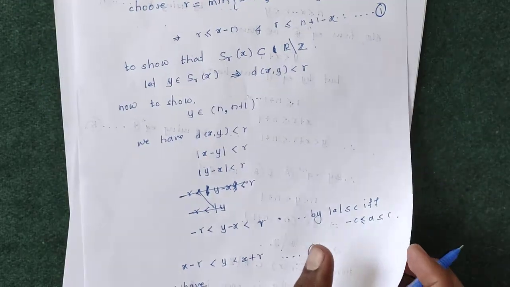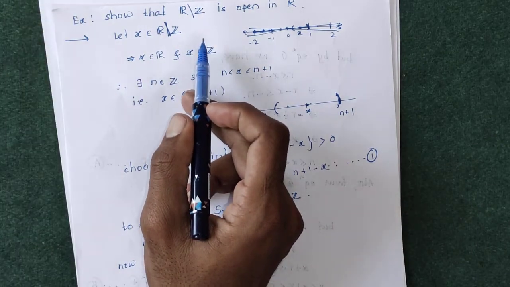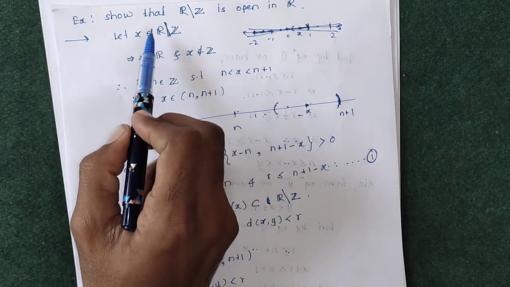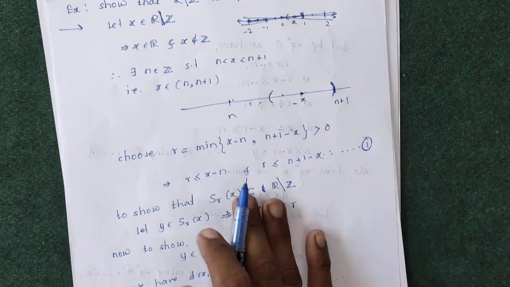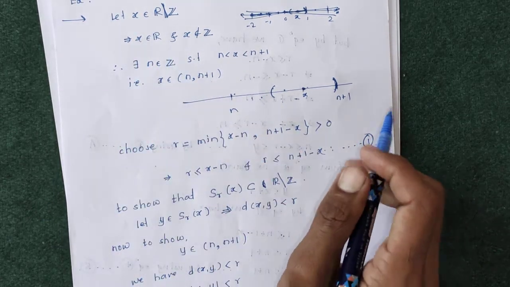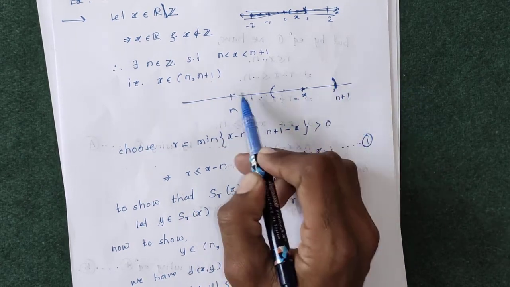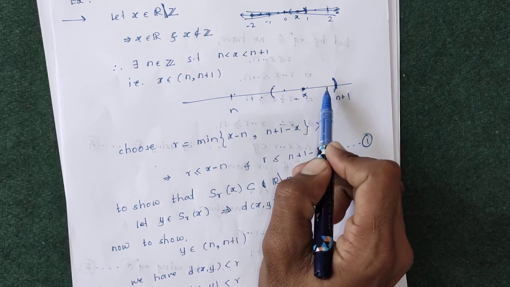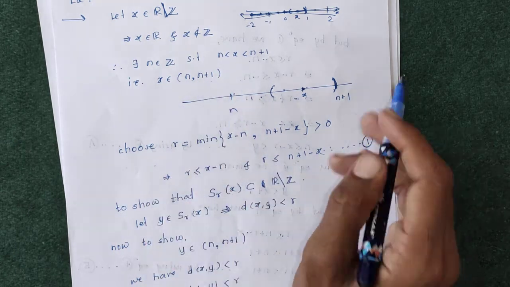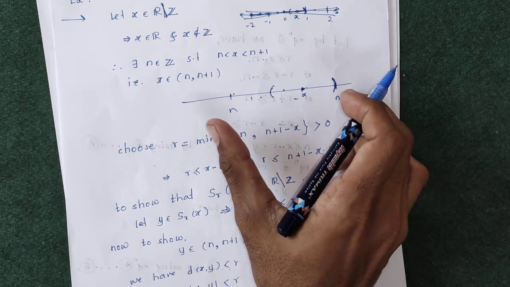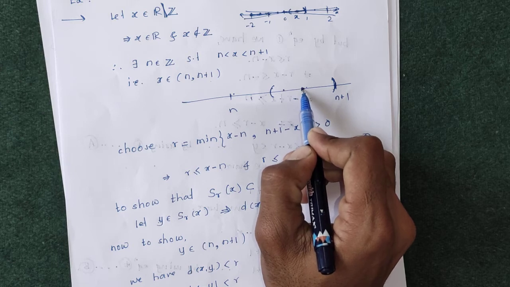In this example we have to show that R minus Z is open. To show this, we have to show that for every element of R minus Z we can take some radius r such that the open sphere lies in R minus Z. So we have taken x belongs to R minus Z. Any such element lies in between two integers n and n plus 1. So we have to show that the open sphere centered at x with some radius lies in R minus Z.